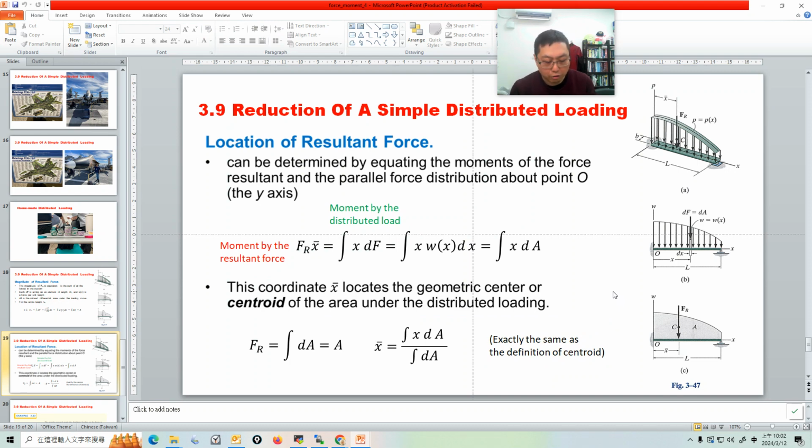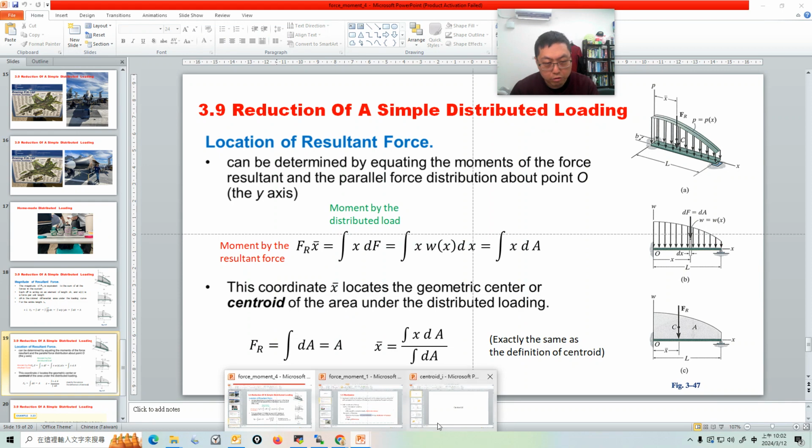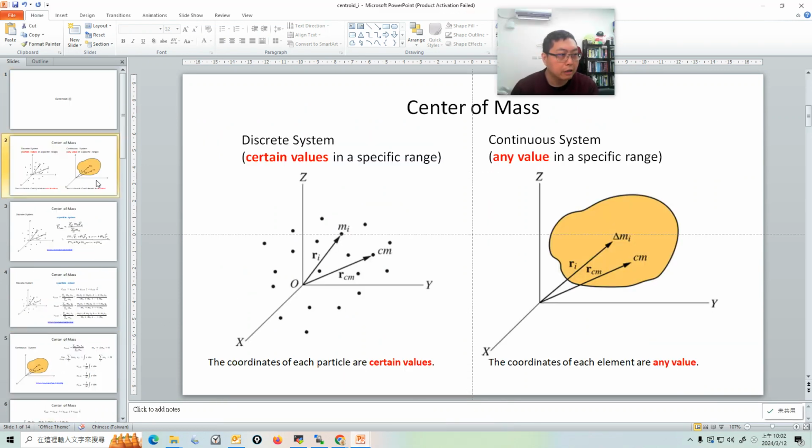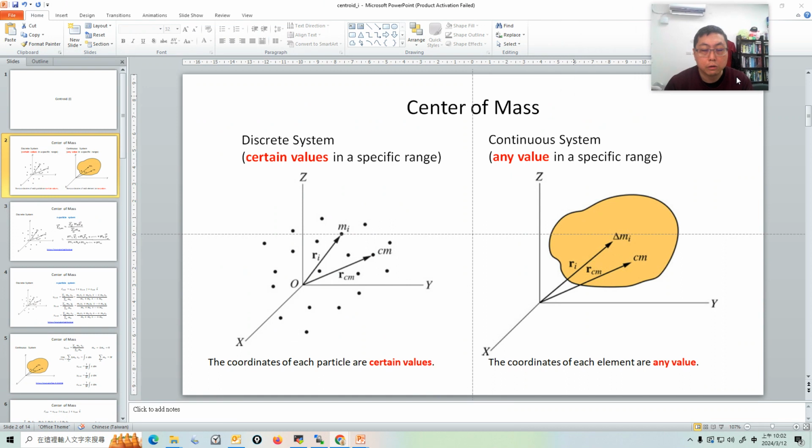What is the centroid? In the last video, I said it's very similar to what you have learned called center of mass. So let's start with center of mass. Before that, we have to tell you that in physical systems we have a discrete system and a continuous system. A discrete system means each object is separate, and there's nothing between the objects. But in real material, that's called a continuous system.